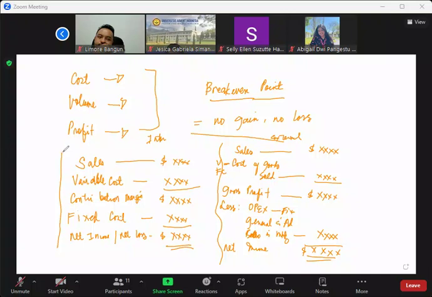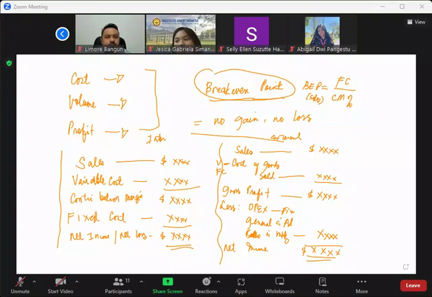And this one is very useful in computing the break-even point. A company will always be asked, what is your break-even? How much should our sales be so that we break even? At the very least, we break even. So this will be the formula. If you want a break-even in sales or in dollars, you have this formula. You divide by contribution margin.